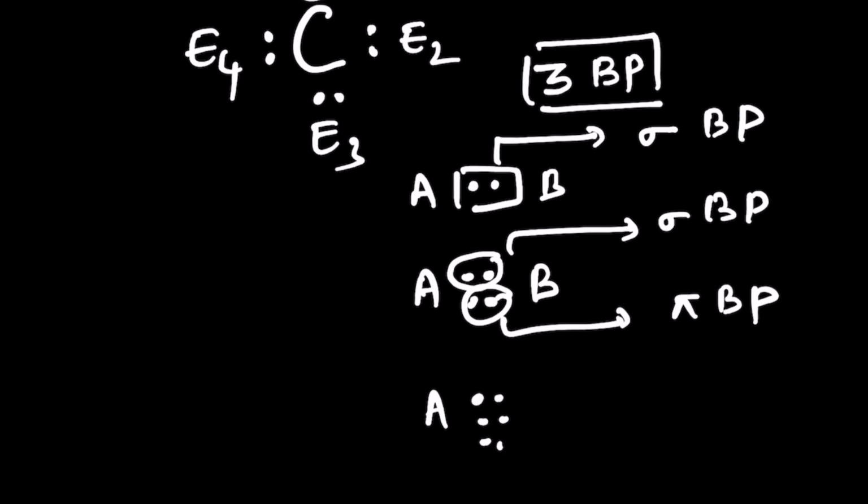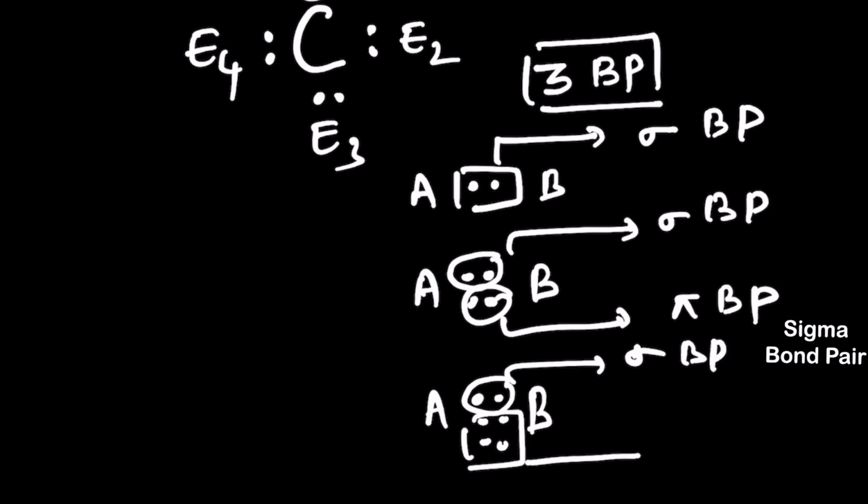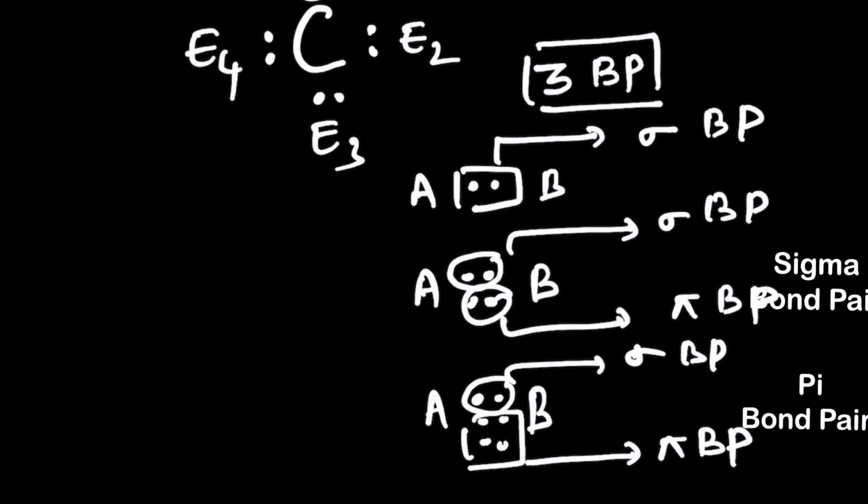To know the geometry of the molecule, you need to have knowledge of only the sigma bond pairs but not the pi bond pairs. If 3 electron pairs are shared between the two atoms A and B, one will be called a sigma bond pair, the remaining 2 will be called pi bond pairs. Whenever there is more than one bond pair between two atoms, consider only the sigma bond pair to understand the geometry of the molecule.